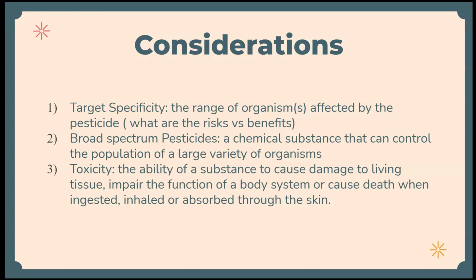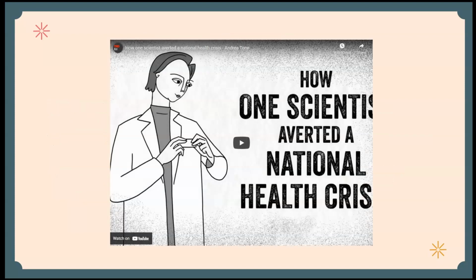The other part we want to look at is the toxicity: the ability to cause damage to living tissues, or impair the functions of the body system, or cause death when ingested, inhaled, or absorbed through the skin. So what are you trying to target? Would it be better to use broad spectrum, and how dangerous is it? Those are the three things we want to consider when we're trying to use pesticides.